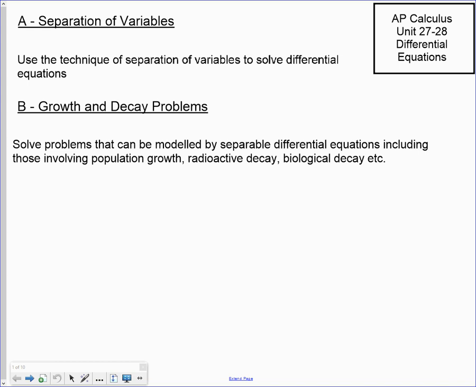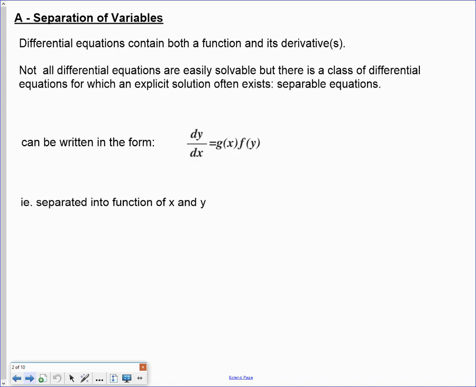Okay, so today we are going to be talking about how you solve differential equations using the technique of separation of variables, and then we will look at some specific situations which are modeled by separable differential equations and how you can answer those kinds of problems. So what is meant, first off, by a differential equation?